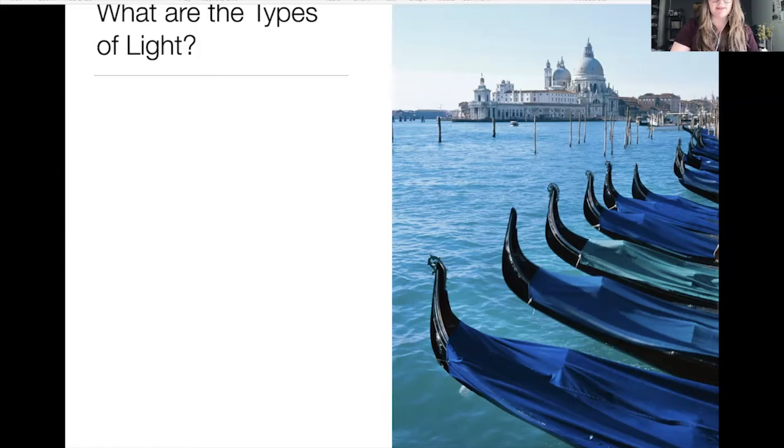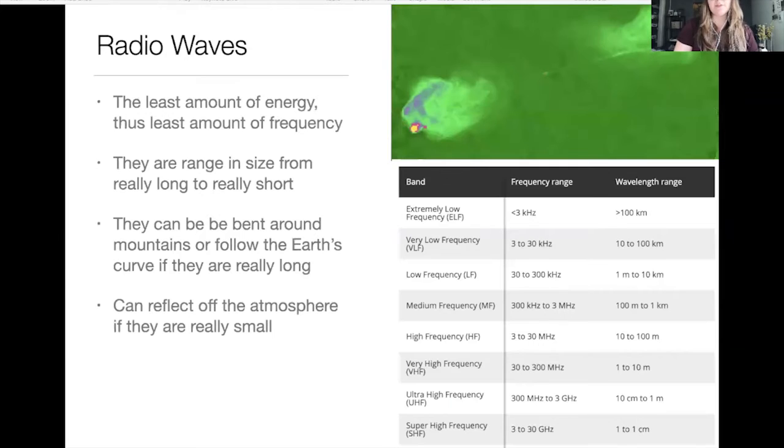So let's get started. The first that we're going to talk about are radio waves. Now, radio waves have the least amount of energy, but the least amount of frequency.